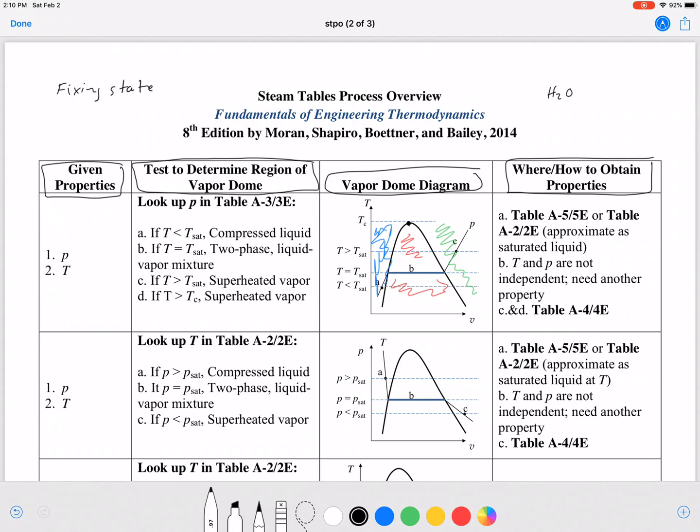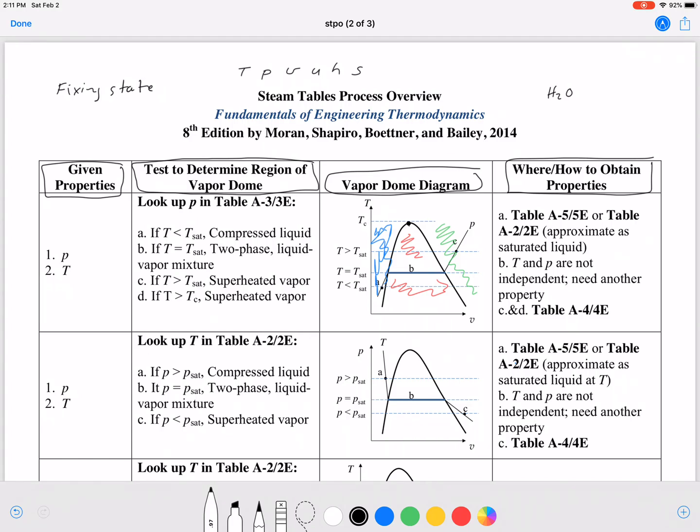So once you determine where you are in this vapor dome diagram, then you can figure out what tables to use to look up the rest of your properties. So again, the properties that we're considering here, we have temperature, pressure, specific volume, specific internal energy, specific enthalpy, and eventually specific entropy. So we can use this table. If we're given any two of these and we're in the liquid or the vapor, we can just look up and find all the rest of the values on the tables.